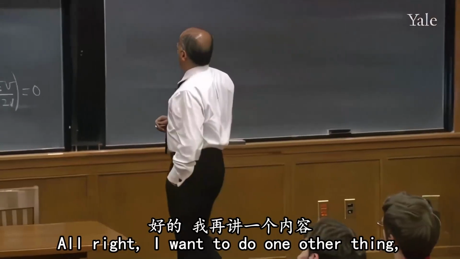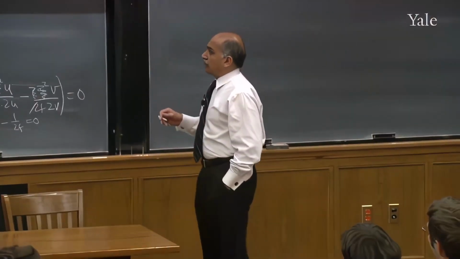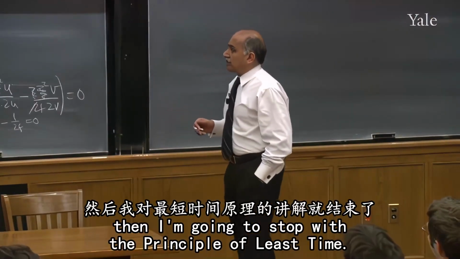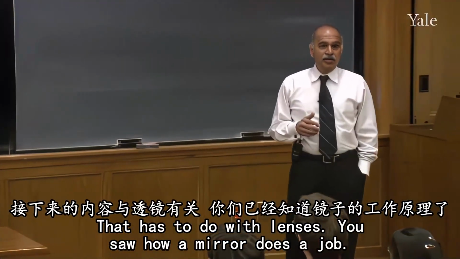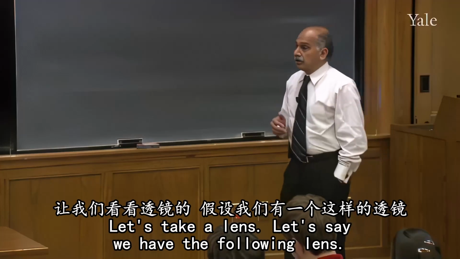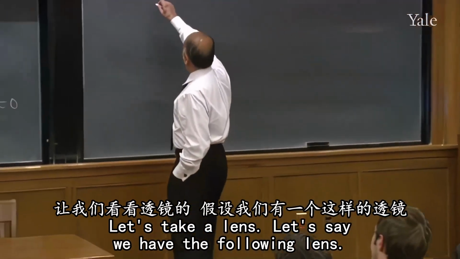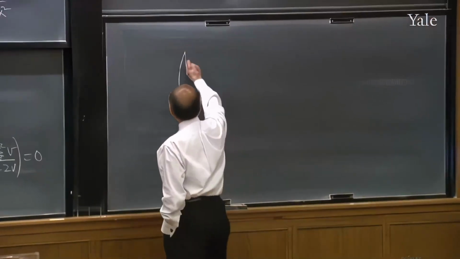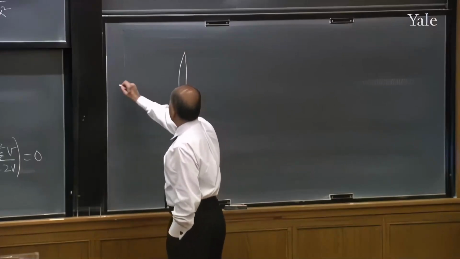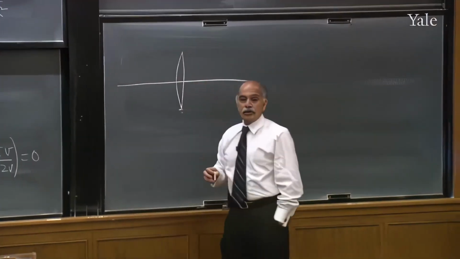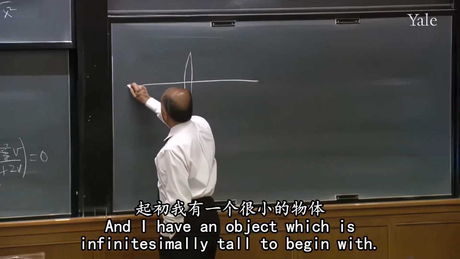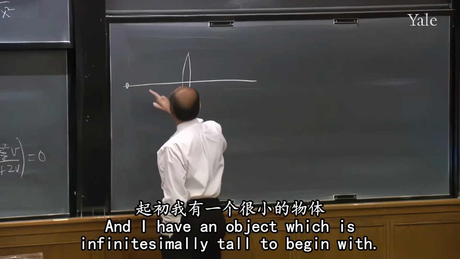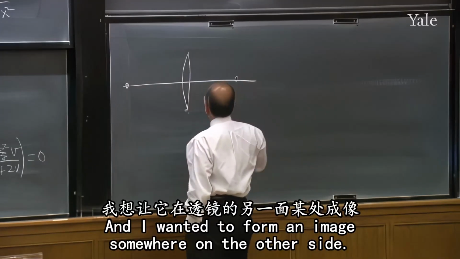All right. I want to do one other thing, then I'm going to stop with the principle of least time. That has to do with lenses. You saw how a mirror does the job. Let's take a lens. Let's say we have the following lens, and I have an object which is infinitesimally tall to begin with, and I want to form an image somewhere on the other side.